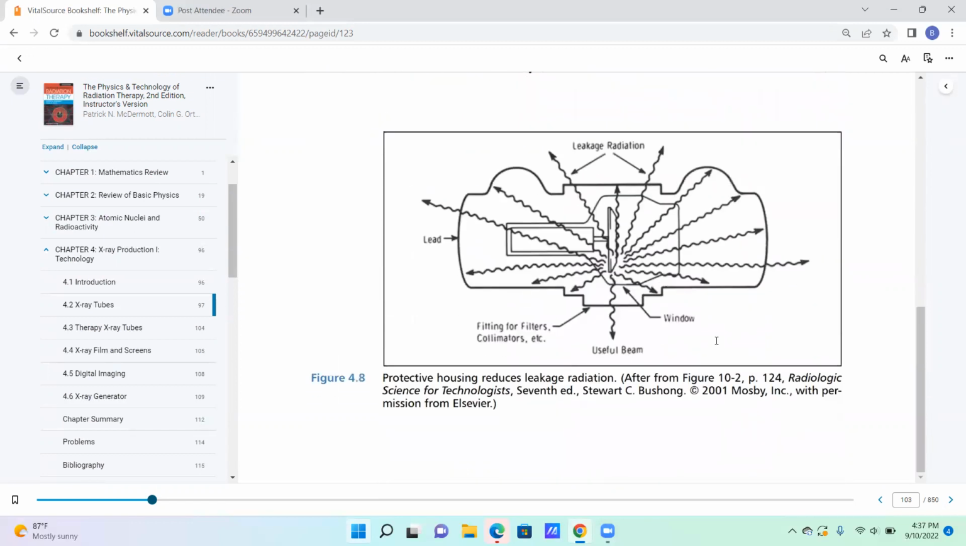You can see here this protective housing that is around here reduces the radiation leakage, letting some of it go through here, because when it strikes the target, these things go everywhere. You can't control exactly how this is going to look, but what you can do is weed out the stuff that's going to be detrimental to you. So if you're going to be close to the machine, you want some shielding on there to protect you.